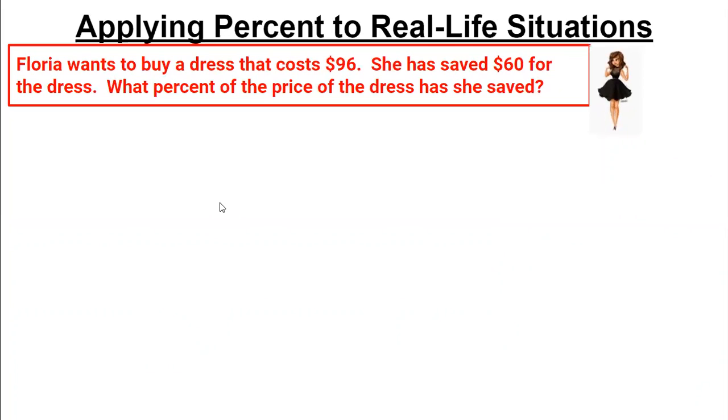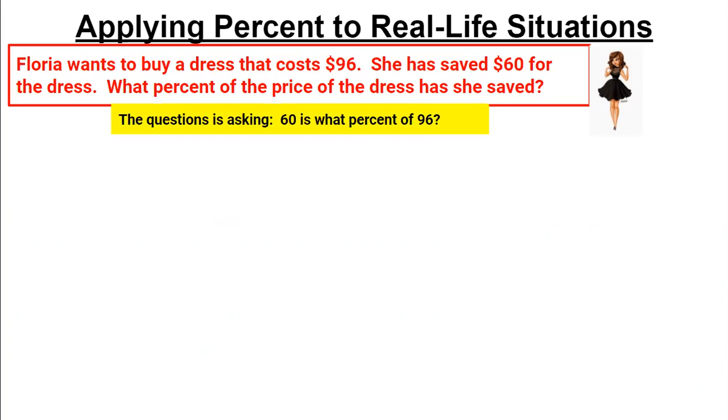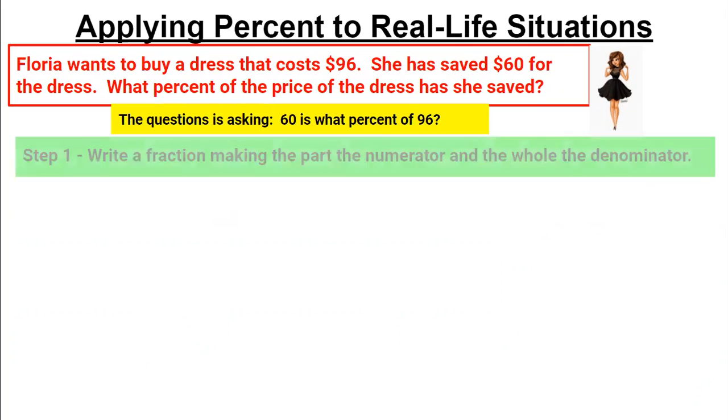Floria wants to buy a dress that costs $96. She has saved $60 for the dress. What percent of the price of the dress has she saved? Set it up, part over whole. The question's asking 60 is what percent of 96?